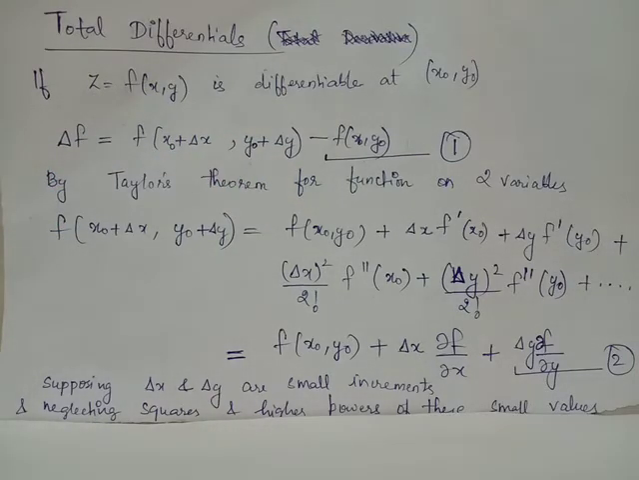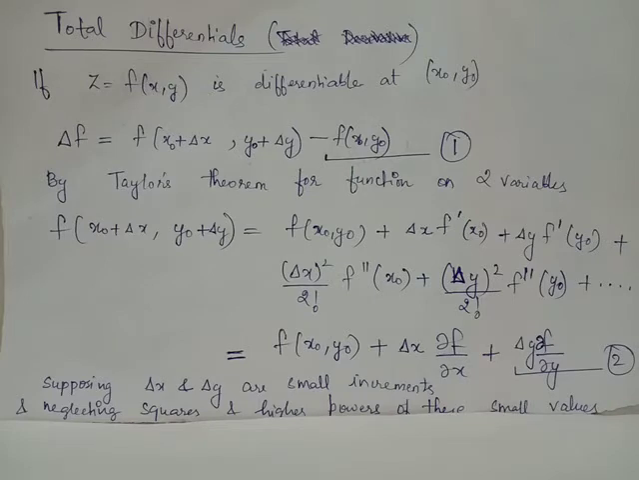By Taylor's theorem, we have f of x0 plus delta x comma y0 plus delta y equals f of x0 y0 plus delta x into f dash of x0 plus delta y into f dash of y0 plus delta x square by 2 factorial into f double dash x0 plus delta y whole square by 2 factorial into f double dash of y0 plus etc., where delta x and delta y are small changes or small increments for x and y values respectively.